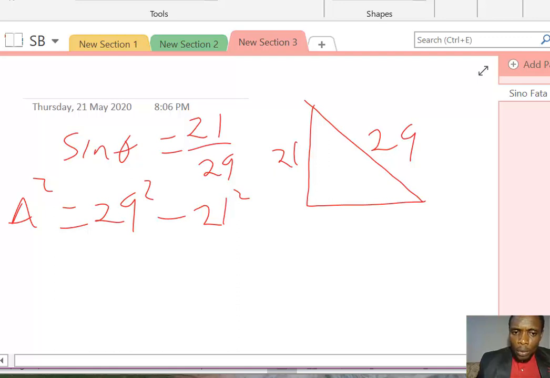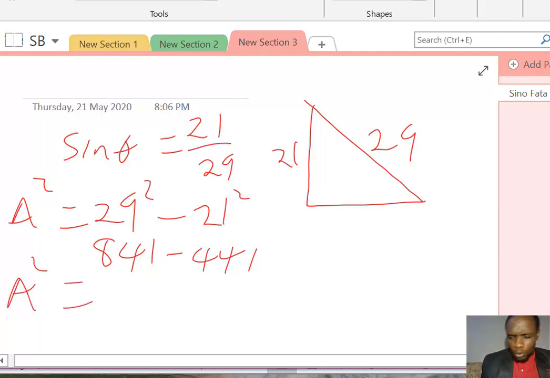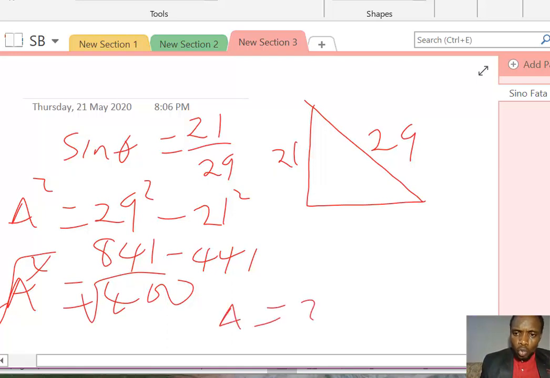So 29 square will give us 841. 21 square I think should give you 441. So if you subtract, the adjacent square will be equal to 841 minus 441. That should be 400. So if you find the root of this, it means the adjacent will give you 20. So the adjacent here is 20.